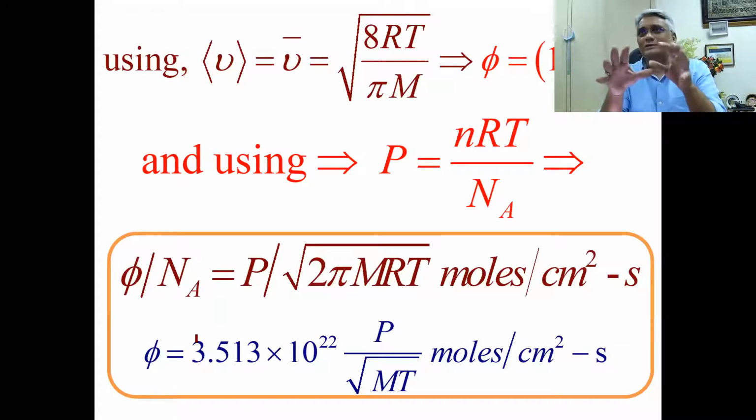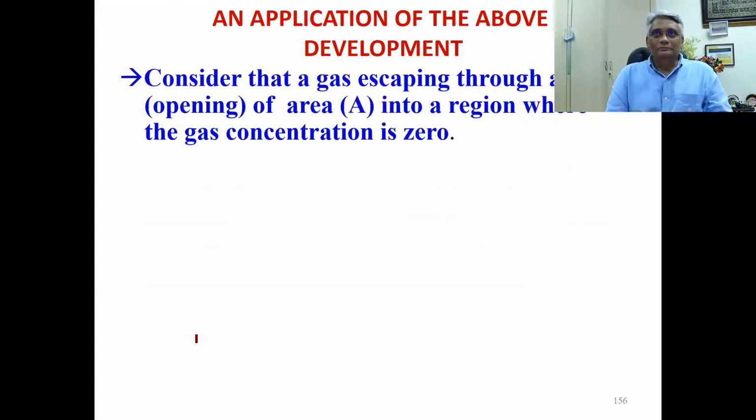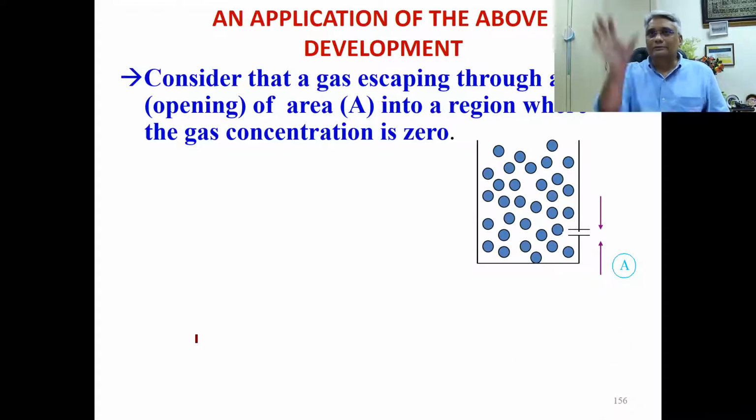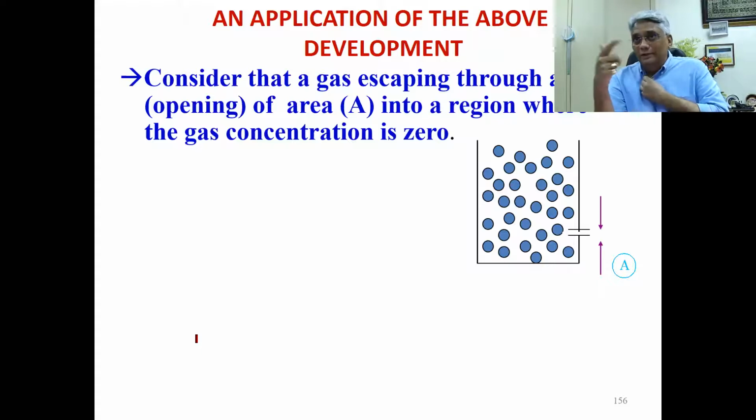Now, first, some empirical equations, and some numbers, some constants there. So, what is the implication of the impingement flux? Then you'll understand better about what we are talking about. So, what is the application of the above development? Okay. So, you consider that a gas is escaping through a small orifice opening of area A. So, I have a container, I have a small opening through which the gas is escaping into a region where the gas concentration is 0, right? Something like that. So this is a container in which all those blue balls are gas molecules, and it's escaping through a small orifice, small opening of say cross-sectional area A, circular cross-section, right?